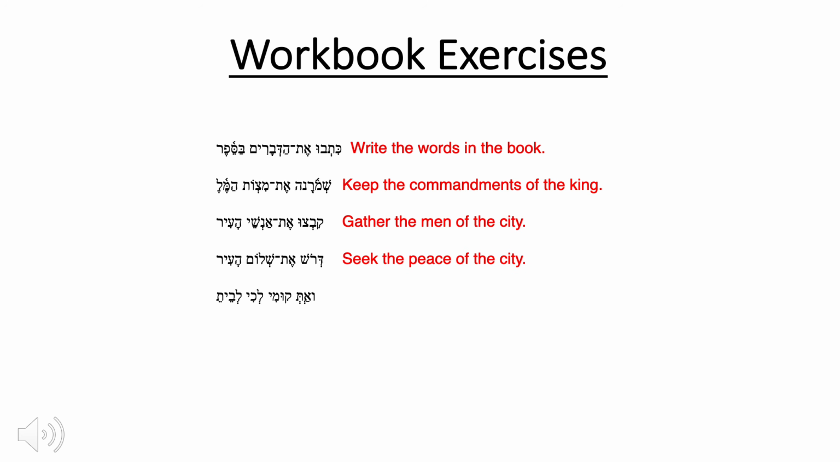Well, if you haven't caught on yet, we also have here, once again, a fronted imperative verb, seek. Although this time it is a second masculine singular rather than a plural. You seek, et shalom, seek the peace of the city rather than the men of the city. But again, what's important here is that we have a second masculine singular from darash, to seek. And last but not least, how do we translate this last sentence?